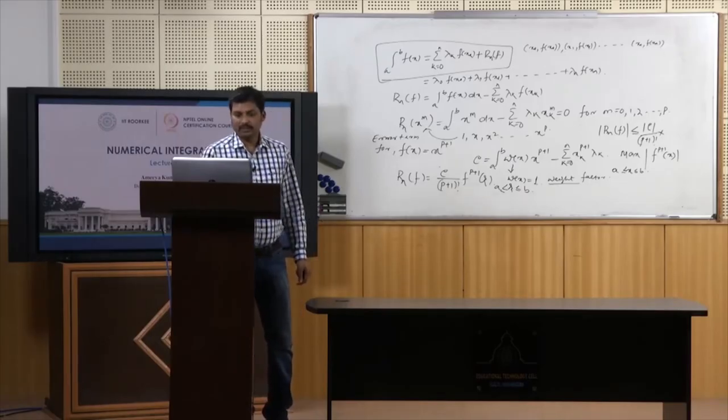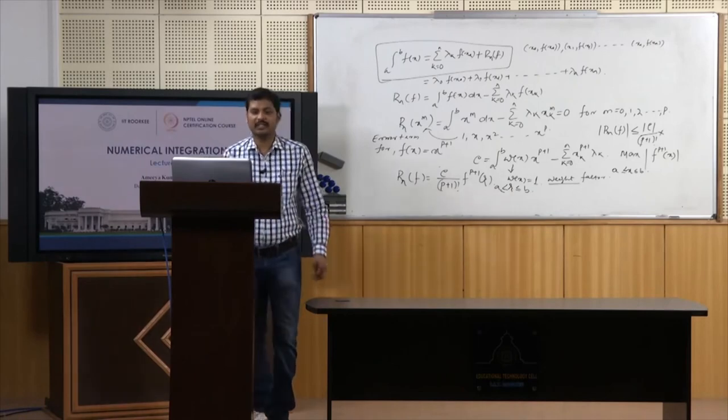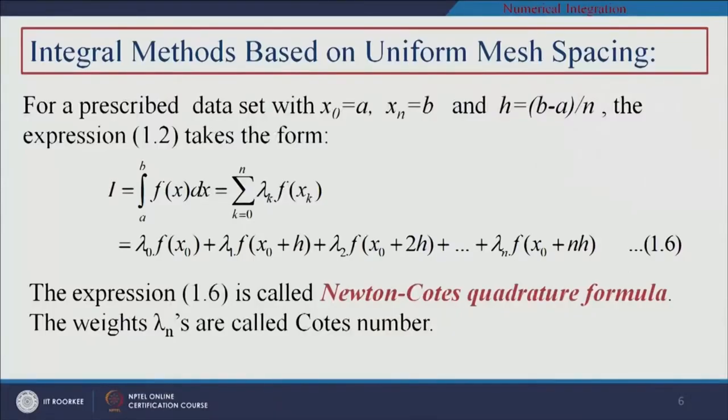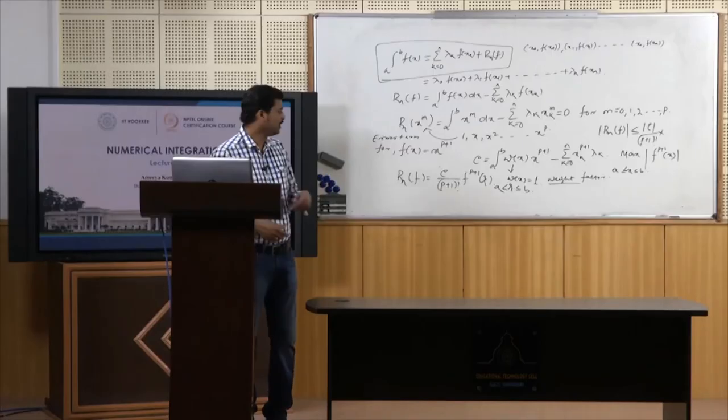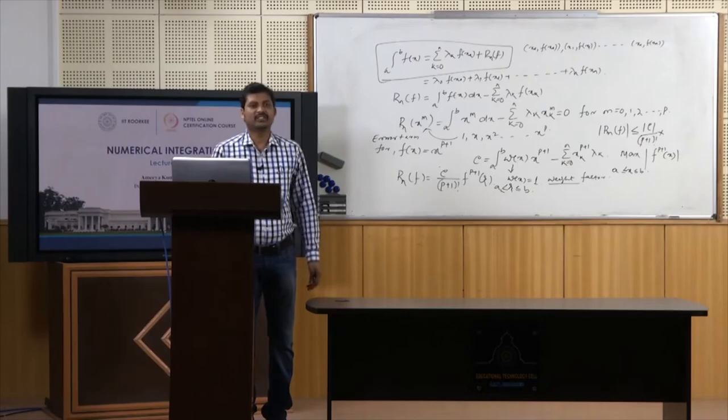So then we will go for integral methods based on uniform mesh spacing. Suppose you have tabular points like x0, x1 to xn here, and all points are equispaced. Then how we can evaluate this error using a quadrature formula, that we will discuss.